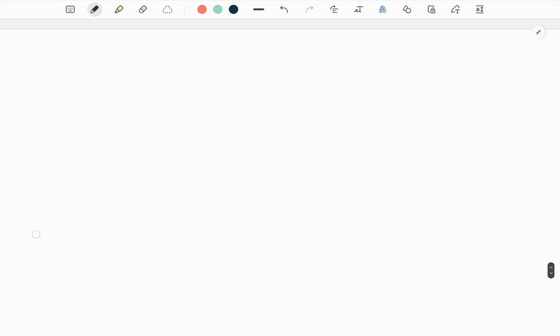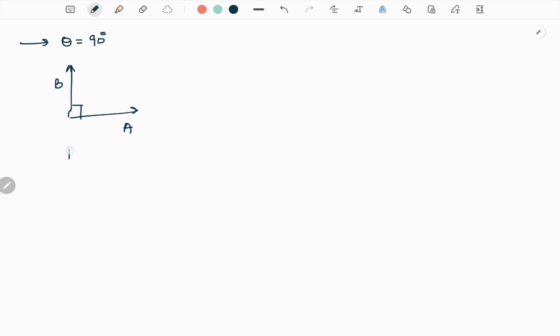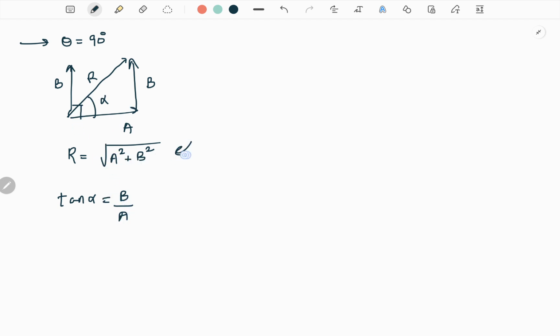Okay, now let's go to the next cases. If we have a case where theta is equal to 90 degrees, which means both vectors are perpendicular to each other, something like this. I'm only representing the magnitudes of vectors here. When a is perpendicular to b, the resultant would be equal to root of a square plus b square. So the resultant would be something like this. If this is b, and this angle is alpha, we would get tan alpha is equal to b by a. This is what the resultant is going to be.